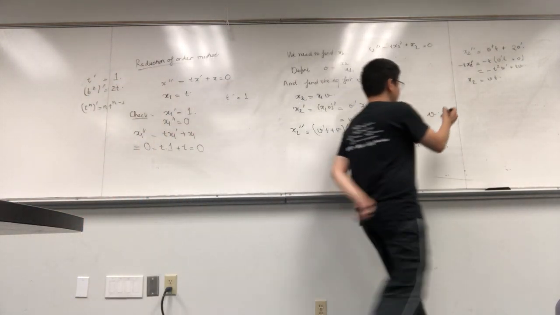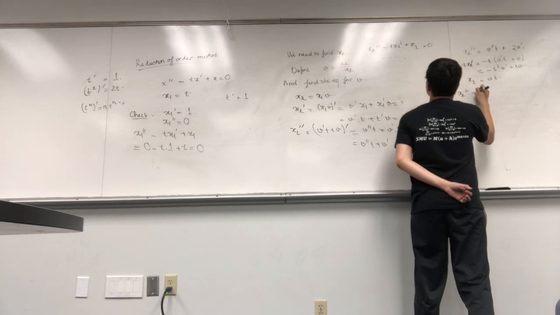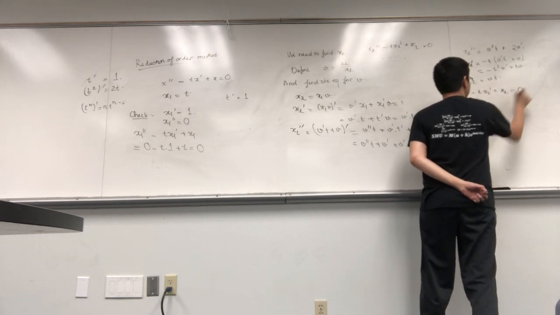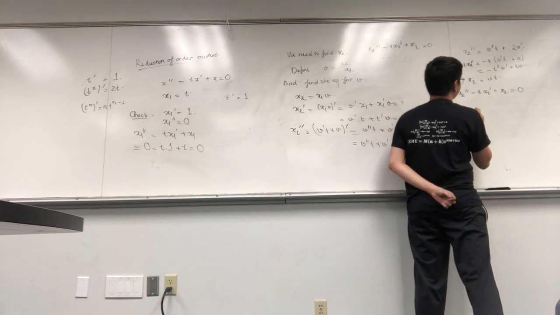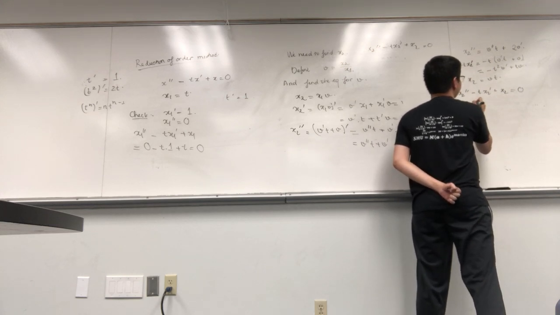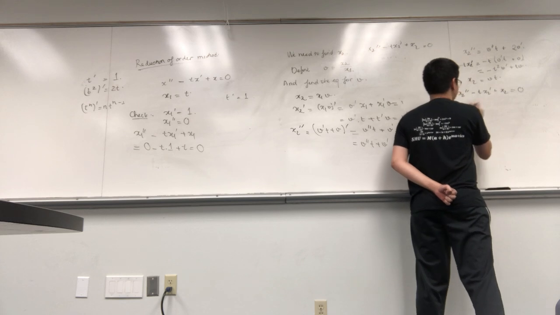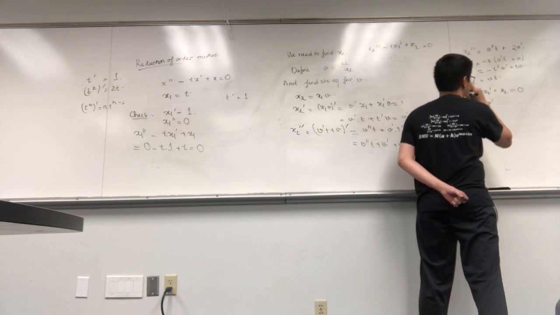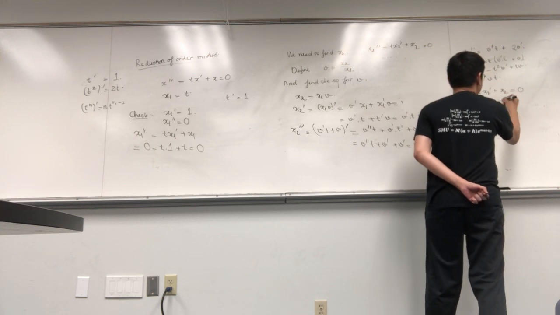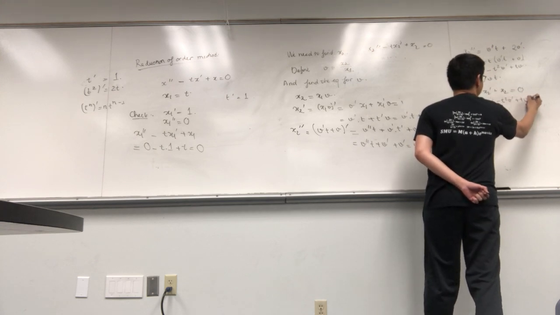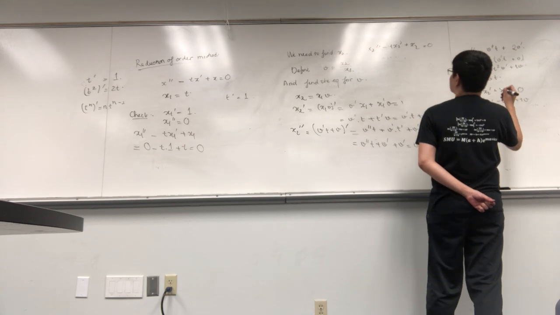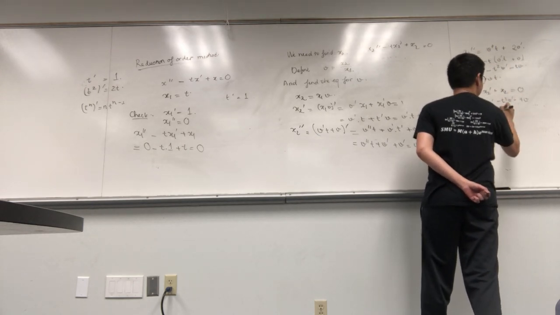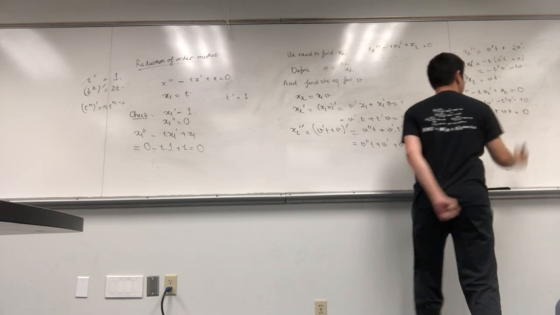Now I put everything together. I have x2 second minus t x prime plus x2 is 0. So I have minus t squared v second t plus 2v prime, minus t squared v prime plus tv. This is minus tv plus vt is zero.